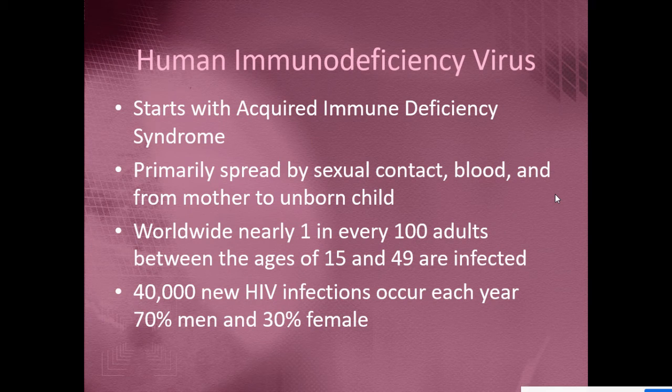Human immunodeficiency virus. It starts with an acquired immune deficiency syndrome. So this is HIV, primarily spread by sexual contact, blood, and it can be passed from the mother to an unborn child. Worldwide, nearly 1 in every 100 adults between the ages of 15 and 49 are infected, which is crazy high numbers, I think. 40,000 new HIV infections occur each year. 70% are in men and 30% are in female.